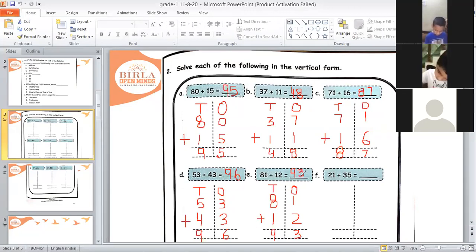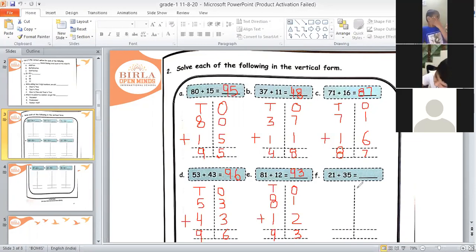Suryansh, you read next question. Bit F. Suryansh, read that question. Bit F. 21 plus 35. Yeah, so this is 21 plus 35.